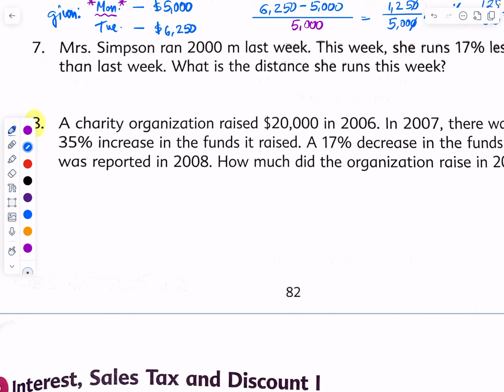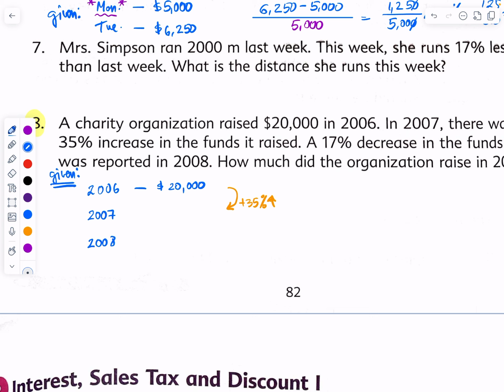What does the problem tell us? I highly recommend you set up your problem like that by writing what is given. We can even say, given 2006, they raised $20,000. In 2007, what happened? There was a 35% increase. Let's write it down. Plus 35%. That's the increase.